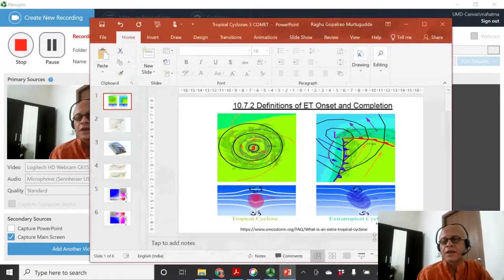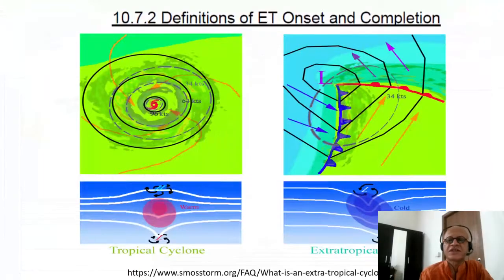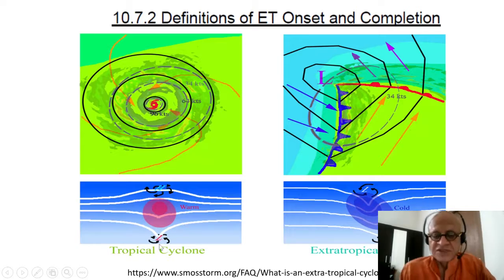Let's just add a little bit more details. There is not a very robust definition of onset and completion, but we have seen this before in terms of the transition. We said the warm core cyclones, tropical cyclones, have, of course, a warm core, and the strongest winds are in the lower part of the cyclone near the surface, and at the top, at the outflow, winds get weaker.